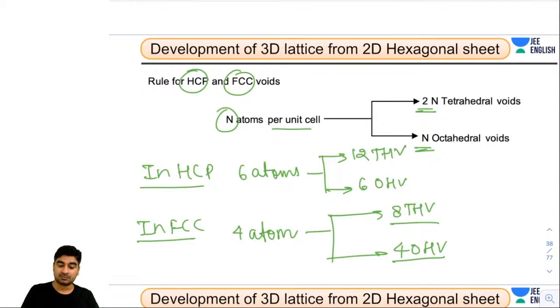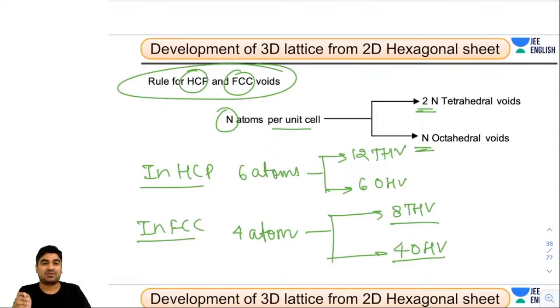Now note it down. And don't use this formula everywhere. It is not applicable for simple cubic or body centered, because in simple cubic, a cubical void is formed. That's why I am saying it is applicable only for hexagonal close packing and face centered cubic. Right? So note it down.